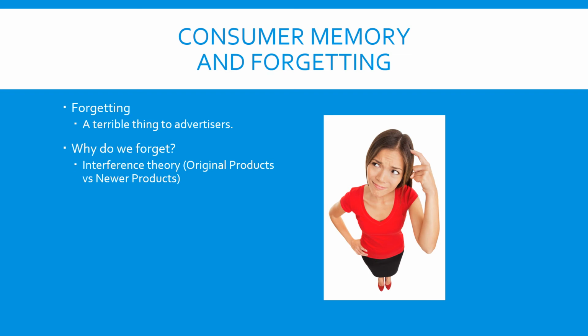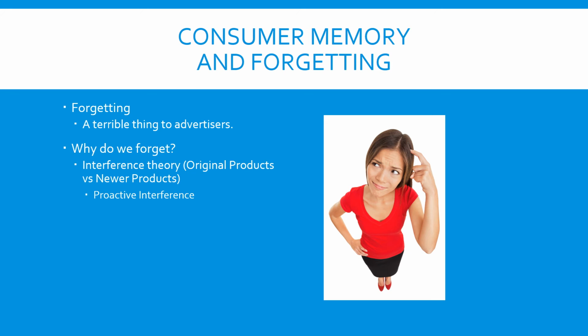Interference, okay? Let me explain. There is what we call proactive interference. Proactive interference says that what we learn first interferes with what we learn more recently, okay? What we learn first interferes with what we learn more recently. Therefore, with proactive interference, what we learn first may be the original product, and it interferes with our ability to remember something we've learned more recently, a newer product.